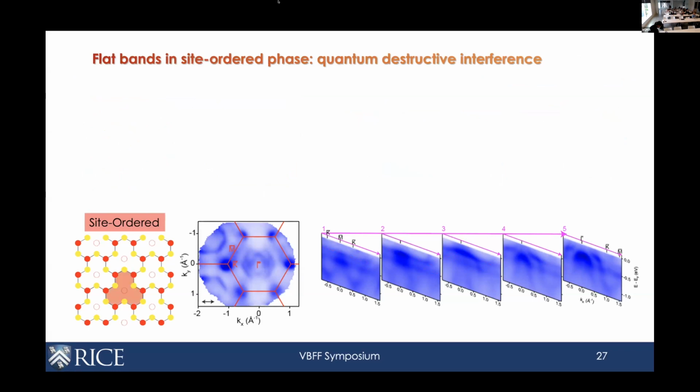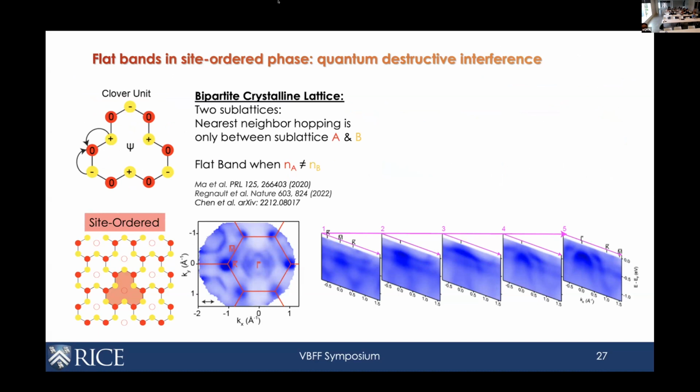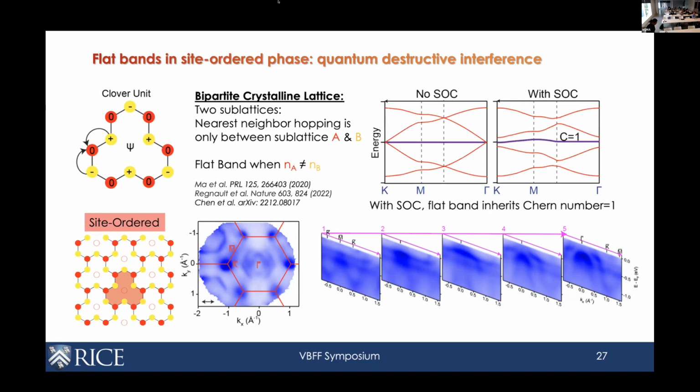So here is the repeating unit of this clover lattice. This clover lattice is also a type of geometric frustrated lattice. The phases cancel such that there's no hopping out of these clovers. And this is also a bipartite crystal lattice. The key thing about this is that the number of sites that belong to the red sublattice and the yellow sublattice differs by 1. And that 1 guarantees the existence of a flat band. That's exactly what comes out in tight binding calculations. And if you include spin-orbit coupling, this will become gapped, and then this becomes a topological band.